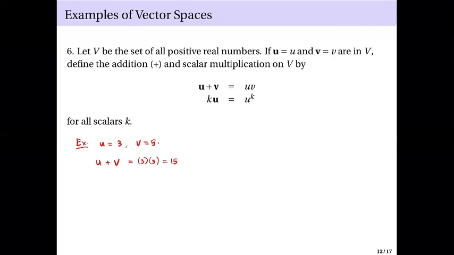You multiply these real numbers. You get a scalar. Take note, this is for all scalars, and the set of scalars is the set of real numbers. So in here, let's take the scalar 2. For this, you have ku. Our u there is 3. So this is 3 to the power 2. This is equal to 9.